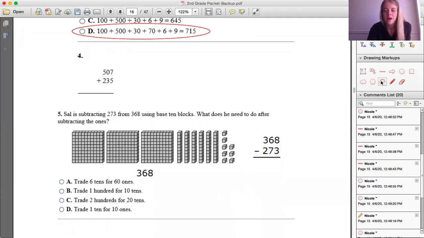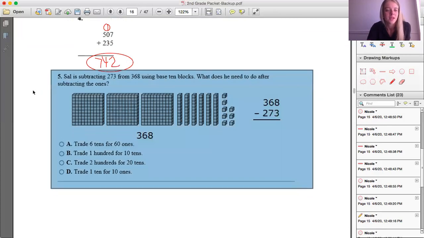Number 4, we are adding. 7 plus 5 is 12. 1 plus 0 is 1. 1 plus 3 is 4. 5 plus 2 is 7. You should have gotten 742 for your answer.